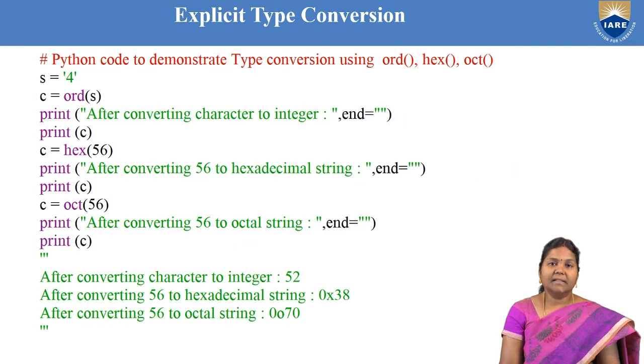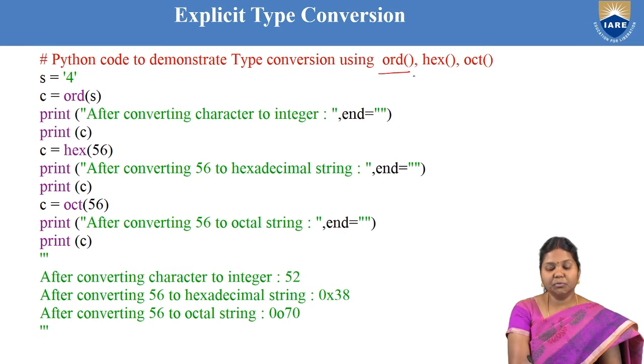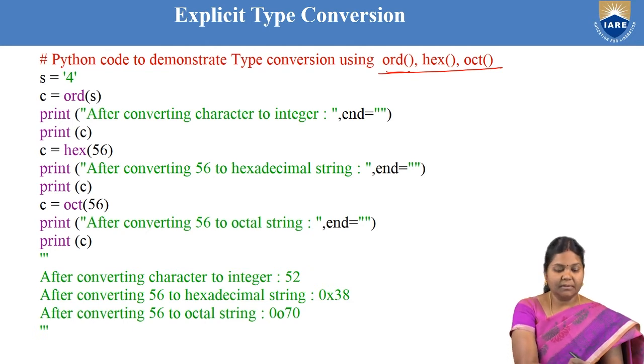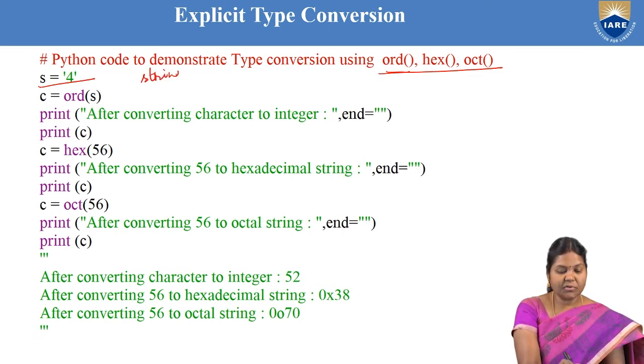Now let us understand explicit type conversion with another example where we make use of the ord function, hex function, octal function and so on. Now let us see one example. Suppose S is equal to 4. What is 4? 4 is a character string, you can say. So it's a string.